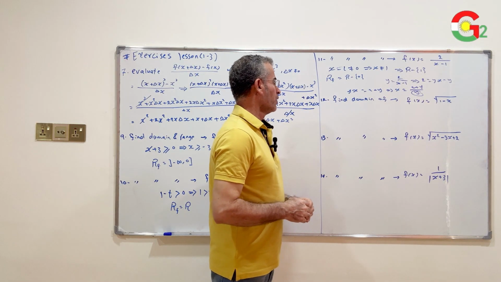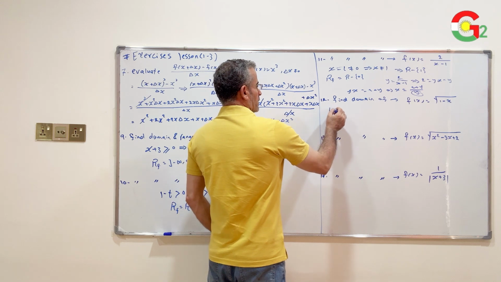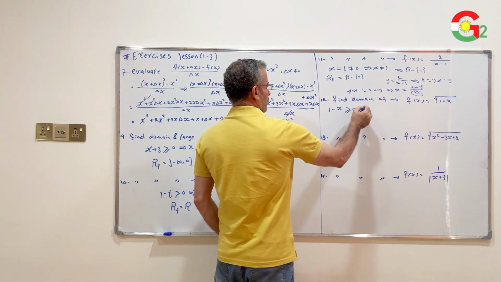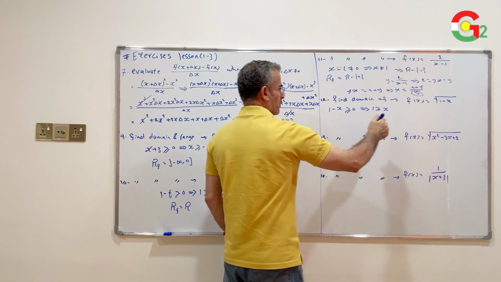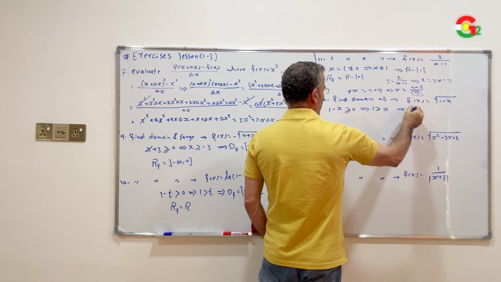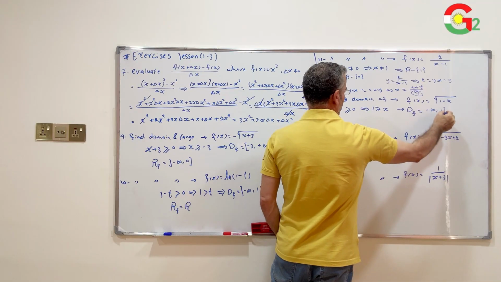Number 12, find the domain of the function square root of 1 minus x. Set 1 minus x greater than or equal to 0, then 1 greater than or equal to x, or x less than or equal to 1. Then the domain of this function is negative infinity to 1.